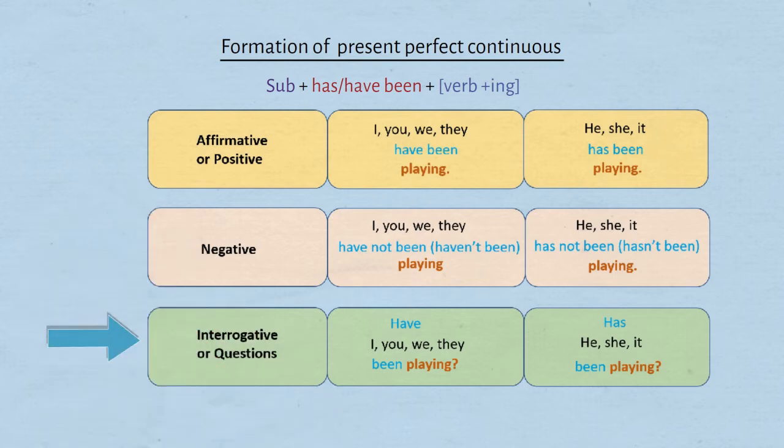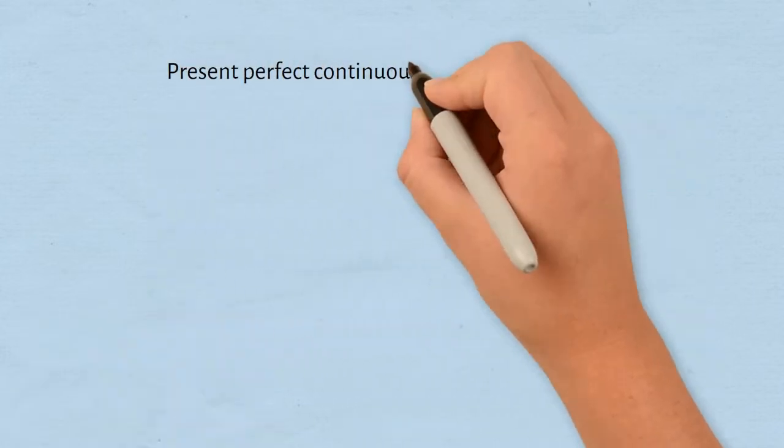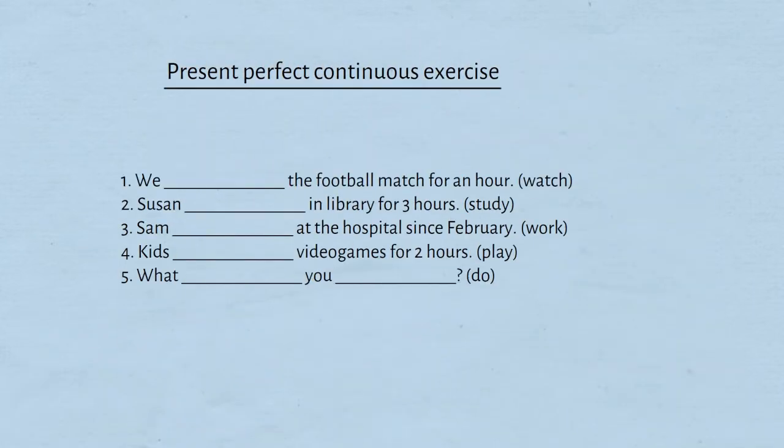Interrogative or questions. Have I been playing? Have you been playing? Have we been playing? Have they been playing? Has he been playing? Has she been playing? Has it been playing? Why don't you pause this video and try to solve all these 5 sentences all by yourself.